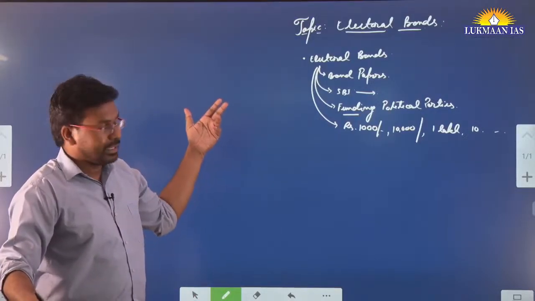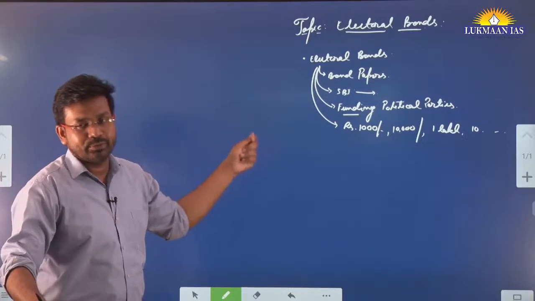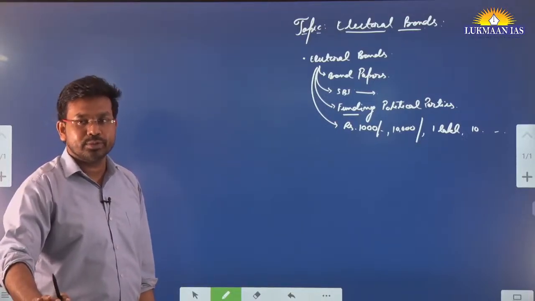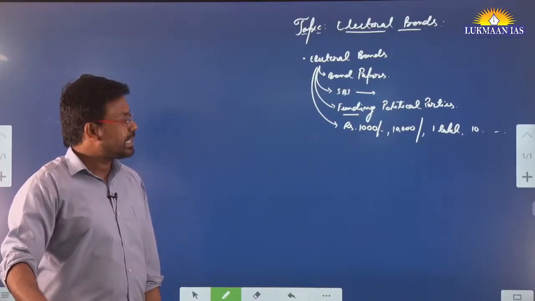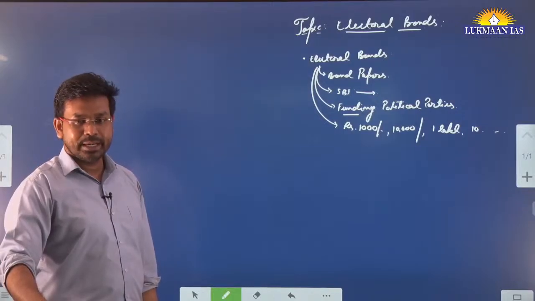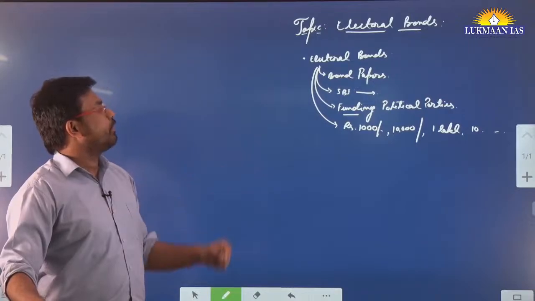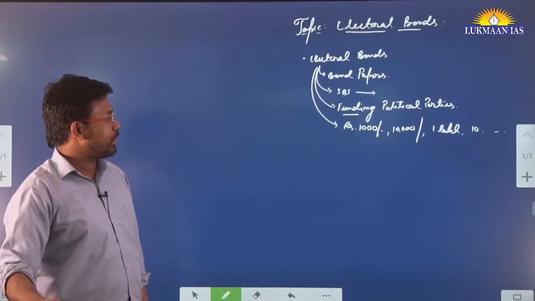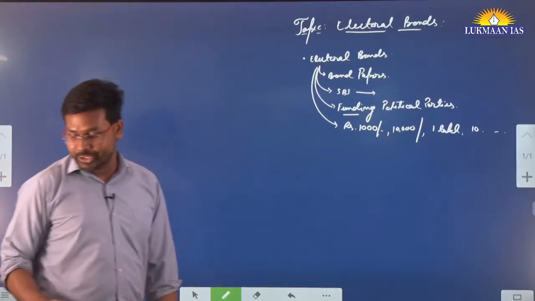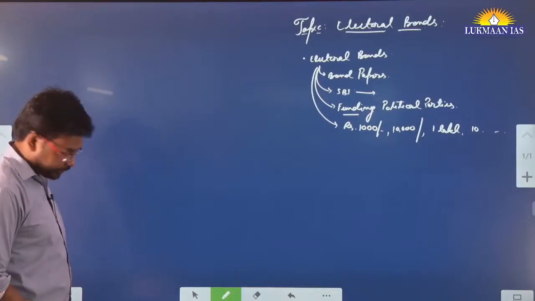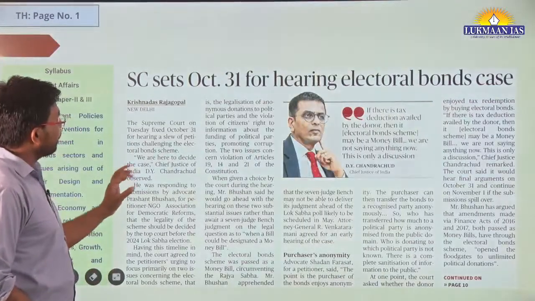Because the law that was passed by the Union government in 2018 itself says that an electoral bond donor does not have to disclose his or her identity if they want to fund any political party. Okay, so that is the basic contention. So in this article, they have talked about what the issue is.